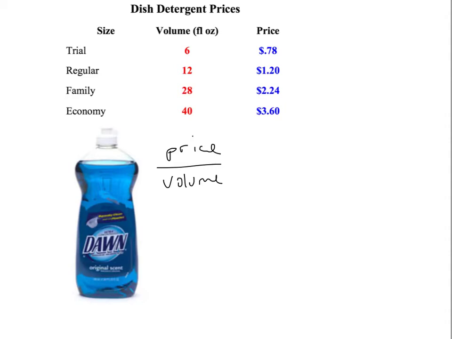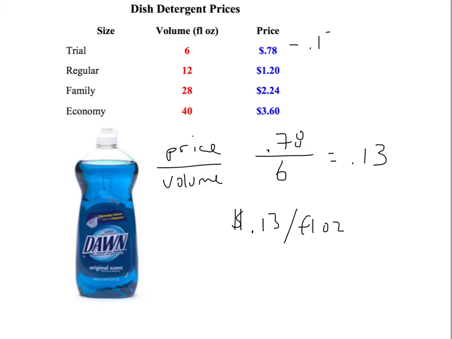So I'm going to set up the cost. So 0.78 is the price over the 6 ounces. And when I change this to a unit cost, I'm going to divide 0.78 by 6, and I would get 0.13. And that means that the cost of the trial size is 0.13 or 13 cents per fluid ounce. So that's 0.13 per fluid ounce.